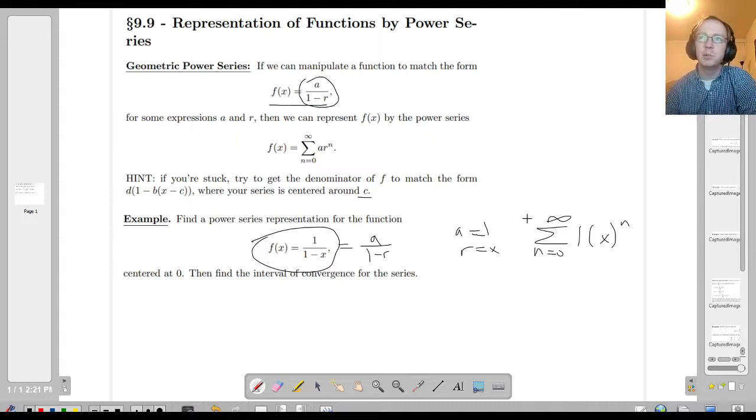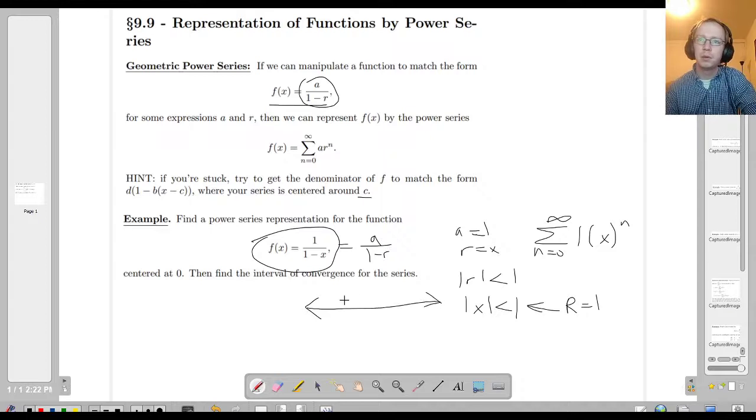Well, in this case, we deliberately wrote it as a geometric series. Okay, and we know that a geometric series is going to converge exactly when the absolute value of r is less than 1. So in our case, when the absolute value of x is less than 1. Okay, so for my radius of convergence, it's centered at 0, and apparently the radius is 1. So centered at 0 with a radius of 1.